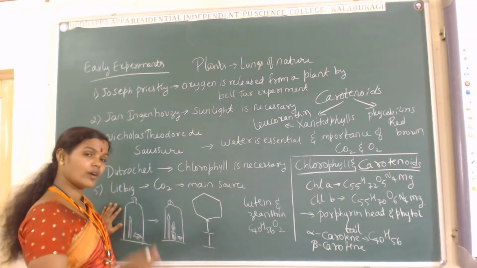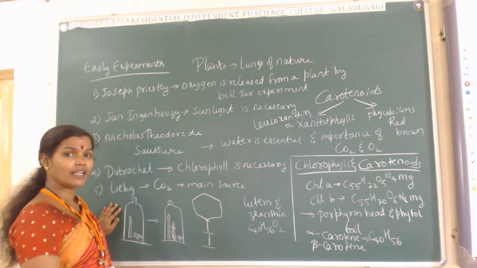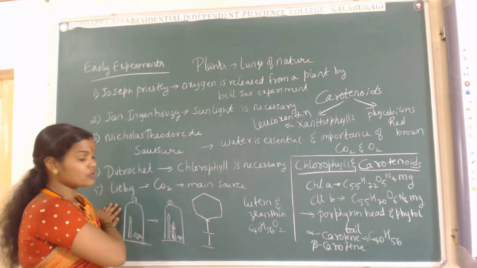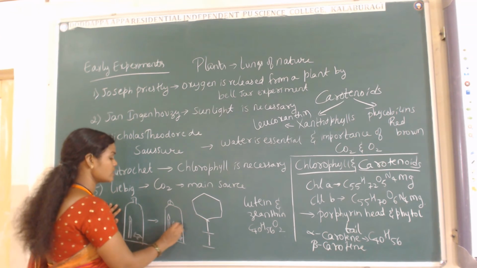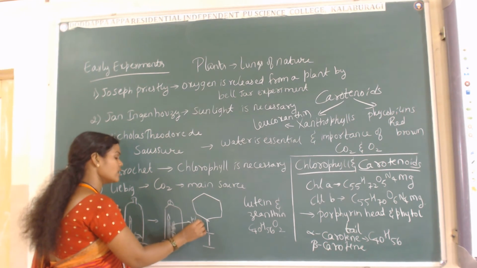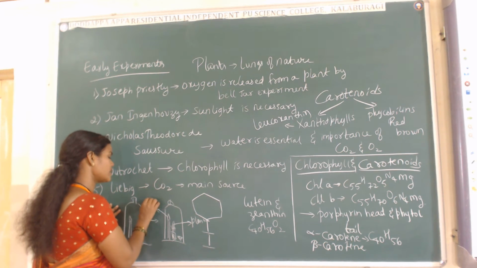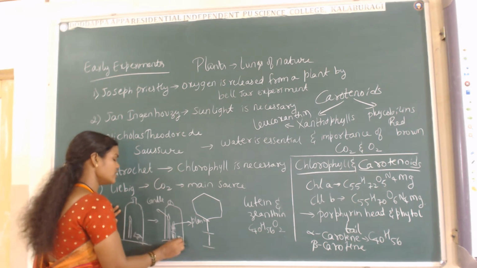Okay. So in one bell jar only candle and the mouse was there. Because of the suffocation, the mouse is going to die. In another bell jar, the candle is there, mint plant is there, and the mouse is there. So this is plant. This one is candle. And this one is mouse.